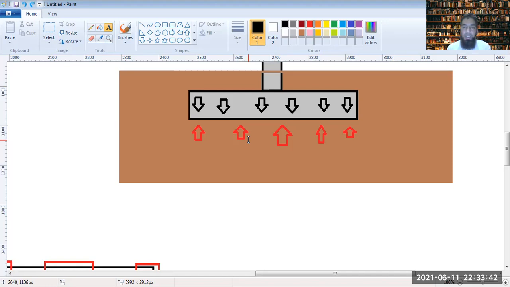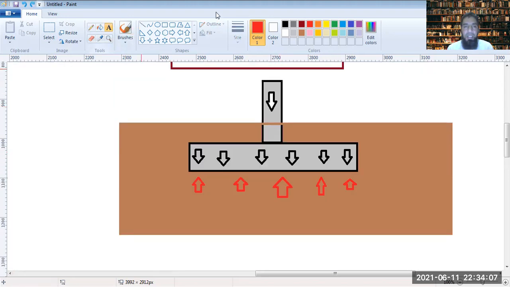They do not change. For example, it would not be like this, that there is a large reaction at the center and quite less at the ends. It's not a triangular reaction offered by the soil. No, we assume that it is uniform. The reaction is uniform throughout.